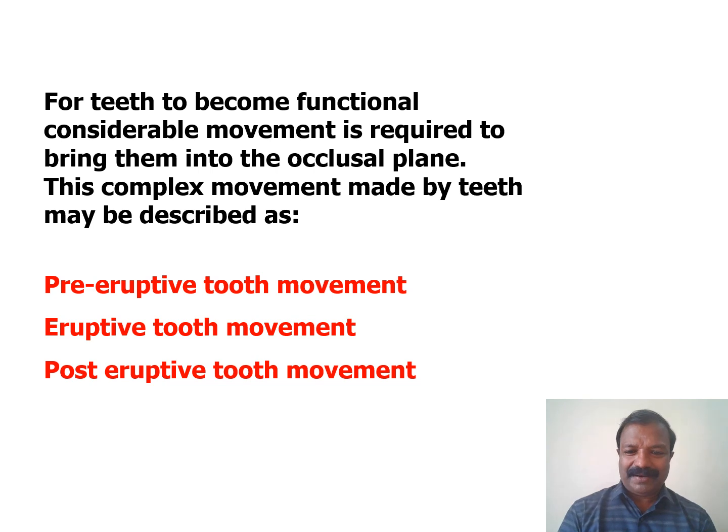For teeth to become functional, considerable movement is required to bring them into occlusal plane. This complex movement made by teeth may be described as pre-eruptive tooth movement, eruptive tooth movement, and post-eruptive tooth movement. This pre-eruptive tooth movement starts from the time of formation of the tooth within the jaw bones till the completion of the crown portion. Whereas eruptive tooth movement begins after the crown completion and from the stage of formation of the root portion, and the post-eruptive tooth movement is happening only after the eruption of the tooth in the oral cavity.